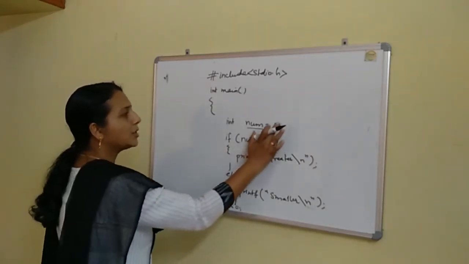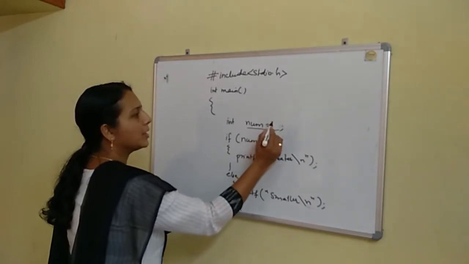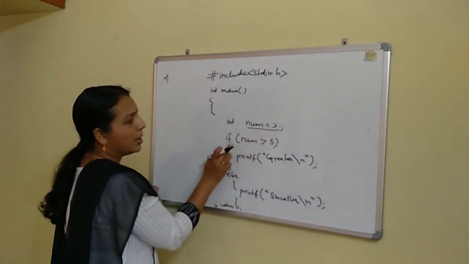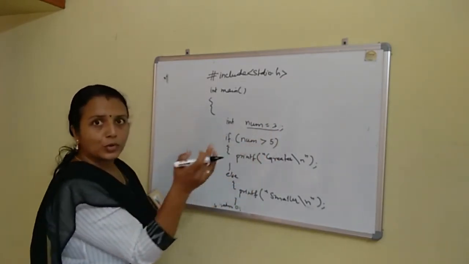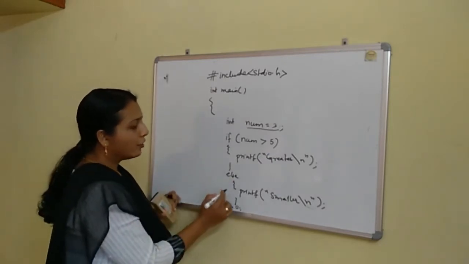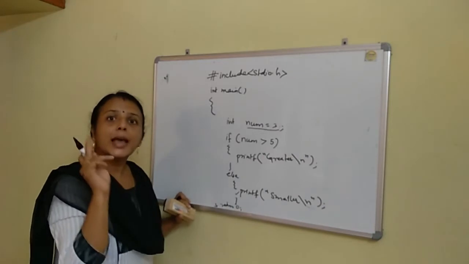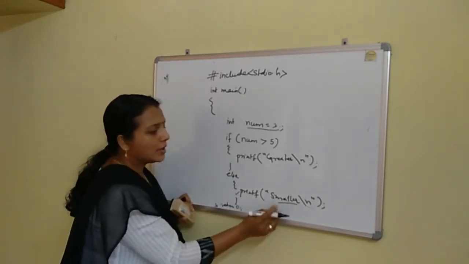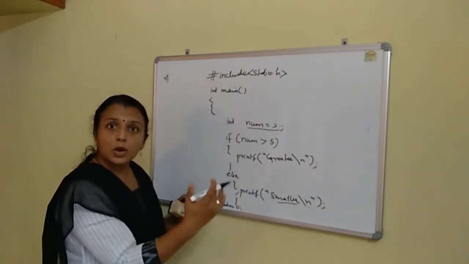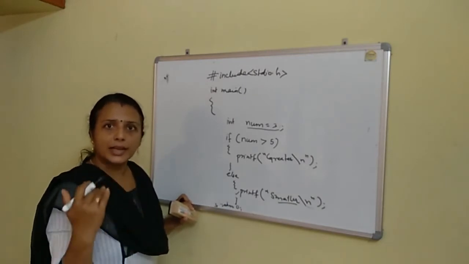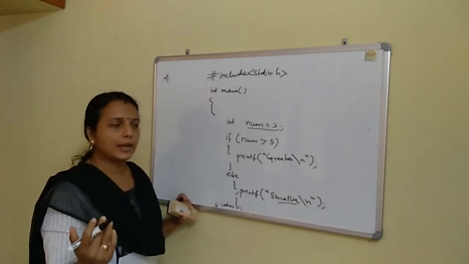And suppose I put num is equal to 3. What happens? Is 3 greater than 5? No, 3 is not greater than 5. So which statement will be executed? This statement will get executed, and you will get smaller. It will print smaller on the screen.